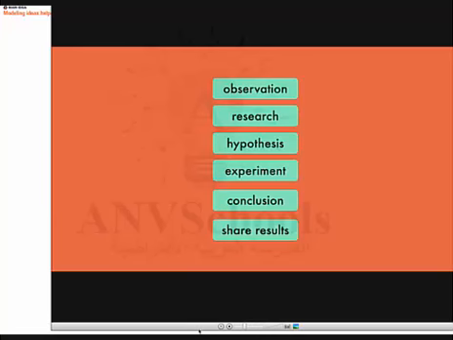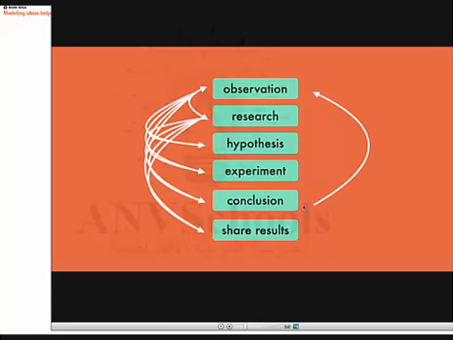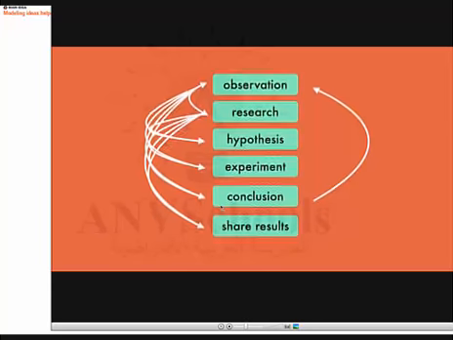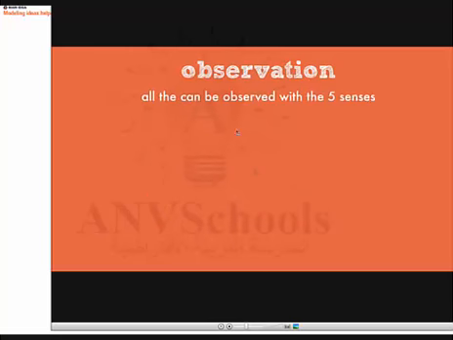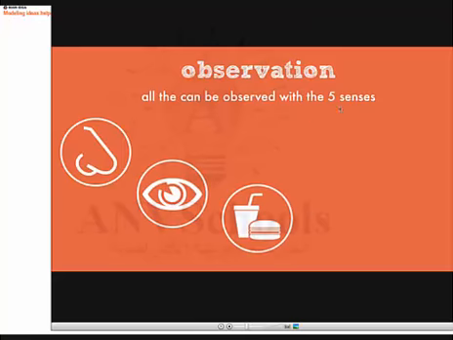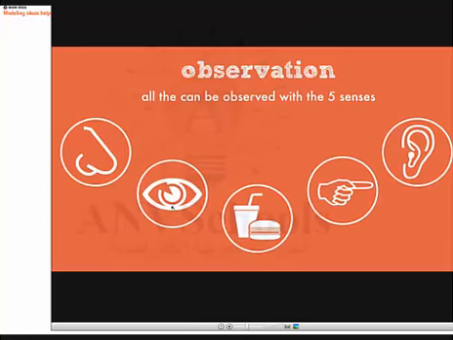It will start from anywhere. So from observation to research to hypothesis to experiment to conclusion to sharing results. It might reach conclusion, you go back to observation, or it may come from here and so forth. So observation, all that can be observed with five senses are what we are calling observation.